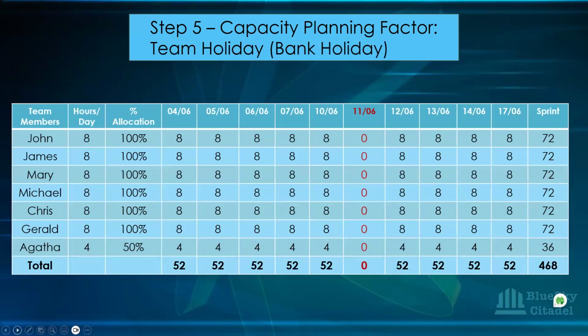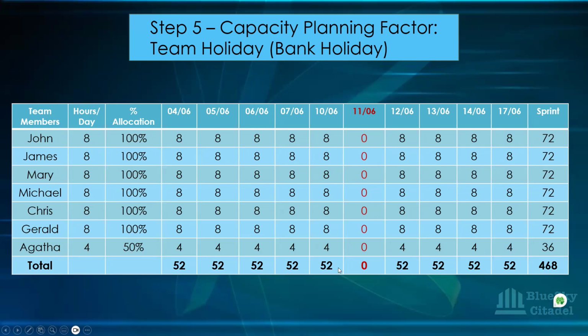So let's assume that in that 2 weeks there's a bank holiday on the 11th of June. That is a team holiday, remember? So that is a 0 there. Nobody's going to work on that day, so it's going to be 0 for everyone. So if we remove those hours for everyone, our 520 comes down to 468.